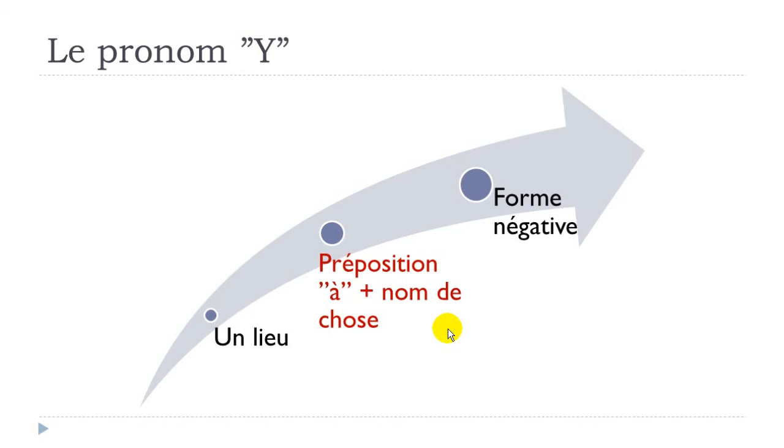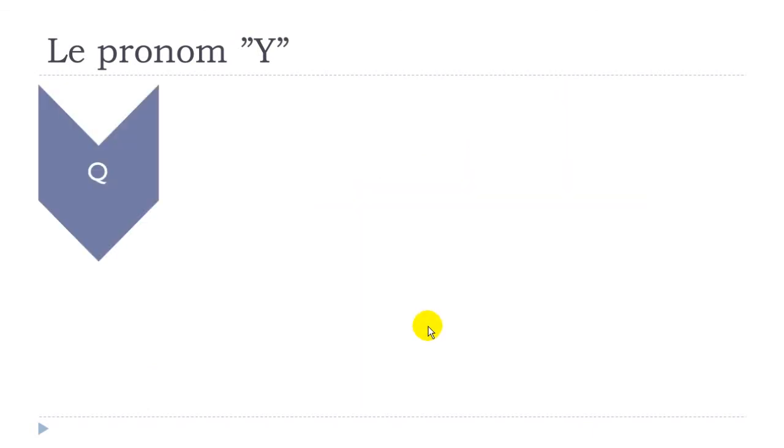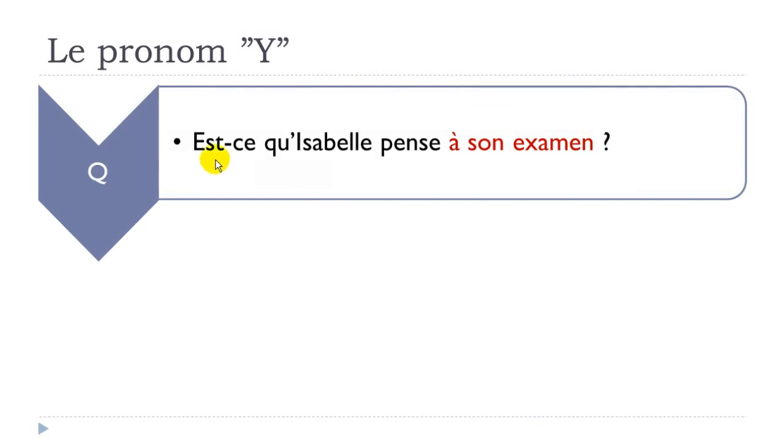Second situation when we can use this pronoun Y, it's when you replace the preposition à and then a noun of thing. Let's see now. Est-ce qu'Isabelle pense, penser is to think, à son examen. Exam. Okay, to think about. Est-ce qu'Isabelle pense à son examen?